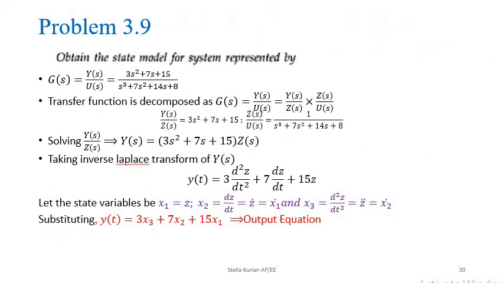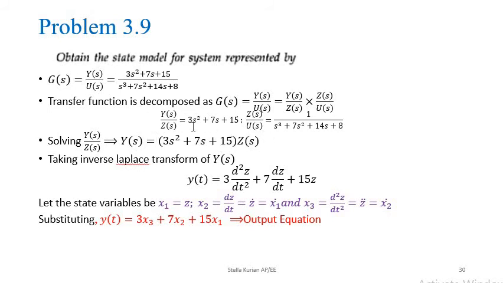Let's see a problem where the state model has to be obtained. So G of s is a transfer function with a numerator polynomial as well as a denominator polynomial. As we discussed earlier, this transfer function will be decomposed as Y of s by U of s equal to Y of s by Z of s into Z of s by U of s. That is, the numerator polynomial and the denominator polynomial will be separated. Here Y of s by Z of s will be taken as the numerator polynomial, and Z of s by U of s has to be taken as the denominator polynomial. Then only you will be able to model the equations.